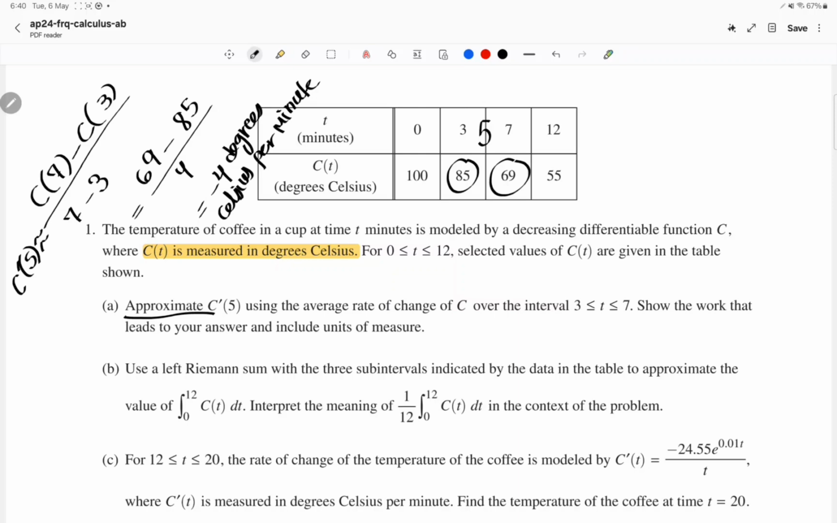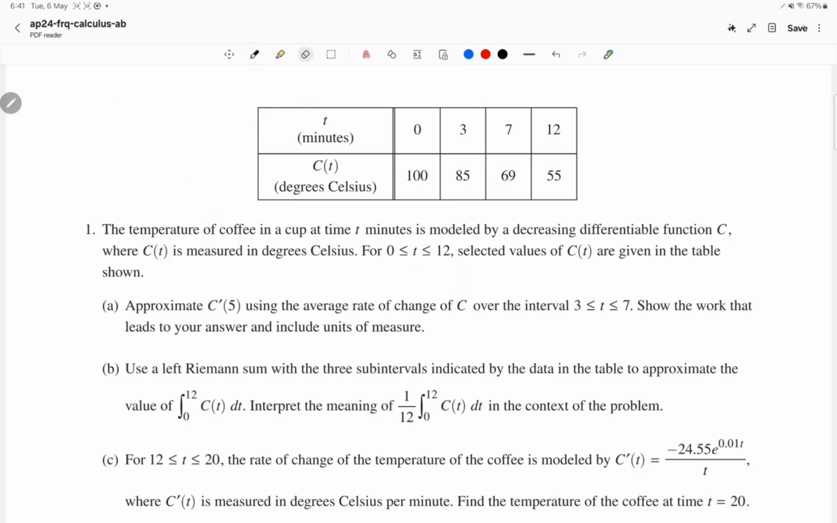Show the work that leads to your answer, which we did, and also includes units of measurement, which we also did. So right now we took care of part A, correct? Yeah. Okay, let's move on to part B. Now, use a left Riemann sum with 3 subintervals to approximate the value of the integral from 0 to 12. Now, so this is going to be our data.